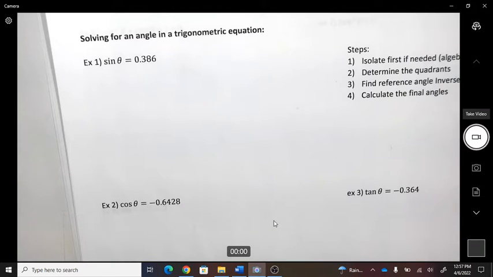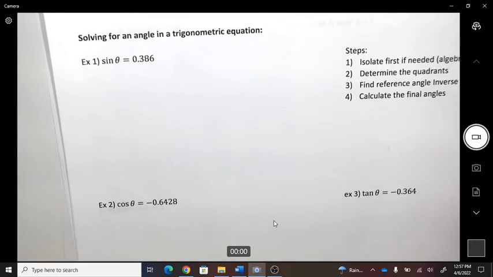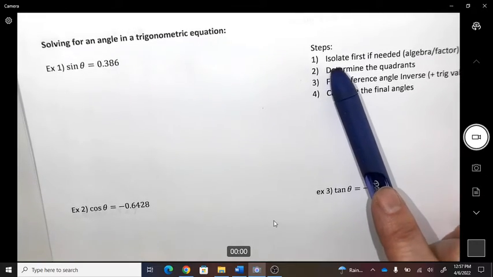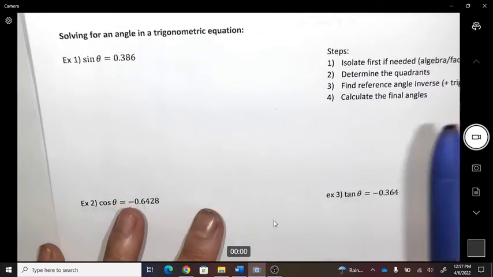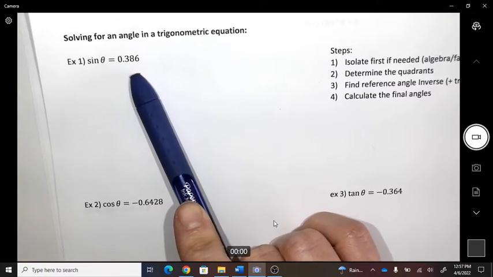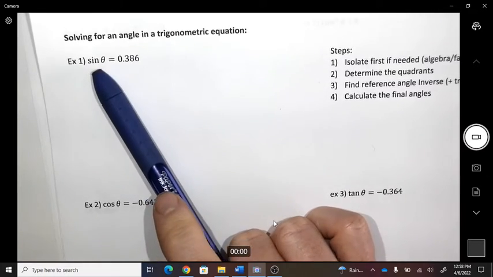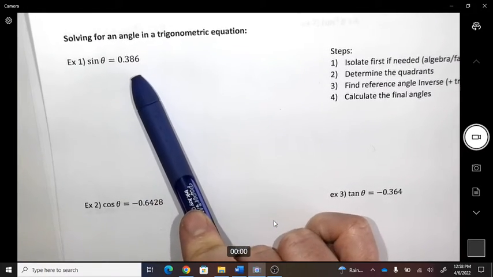Okay, so this is an introduction to solving trig equations. I wrote some steps here. Step 1, isolate if needed. I don't need to isolate anything because the sine theta is alone.